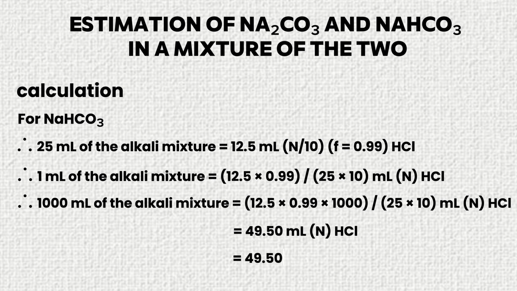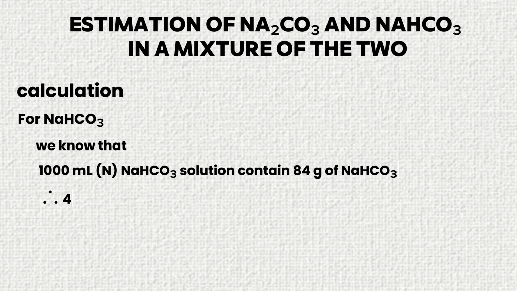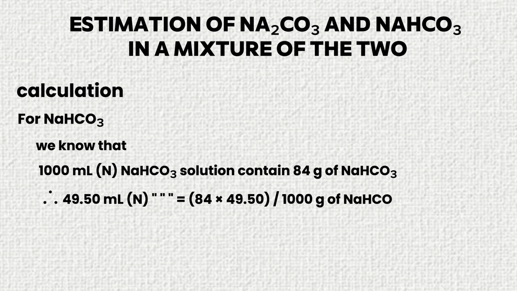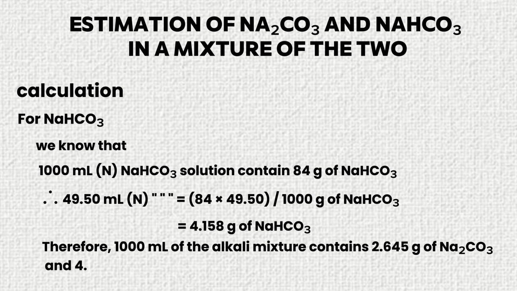This means 49.50 milliliter normal sodium bicarbonate. We know that 1000 milliliter normal sodium bicarbonate solution contains 84 grams of sodium bicarbonate. Therefore, 49.50 milliliter normal equals 84 multiplied by 49.50 divided by 1000 grams of sodium bicarbonate. It equals 4.158 grams of sodium bicarbonate. Therefore, 1000 milliliters of the alkali mixture contains 0.645 gram of sodium carbonate and 4.158 grams of sodium bicarbonate.